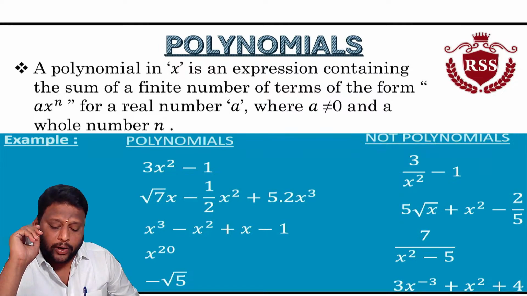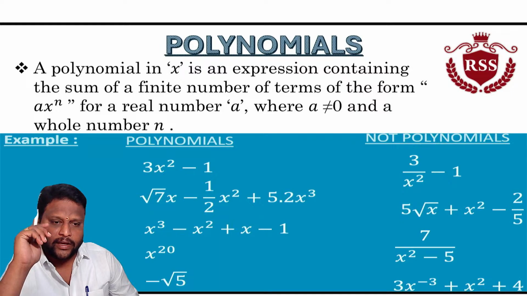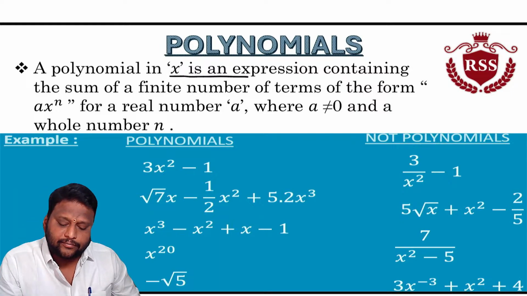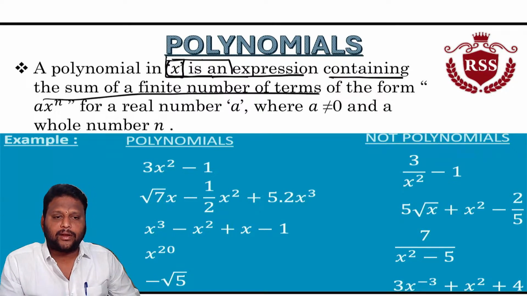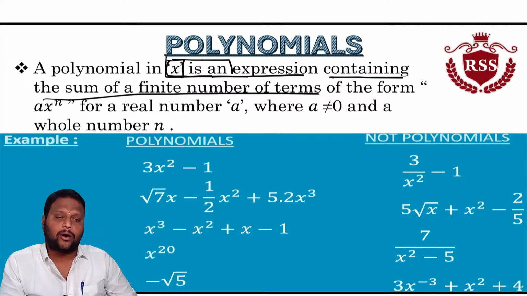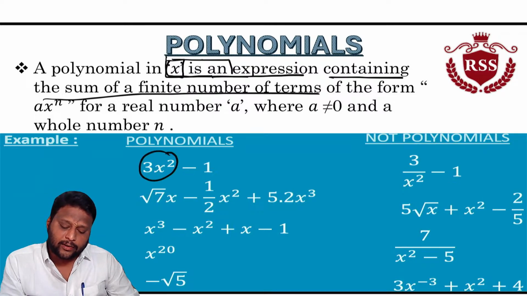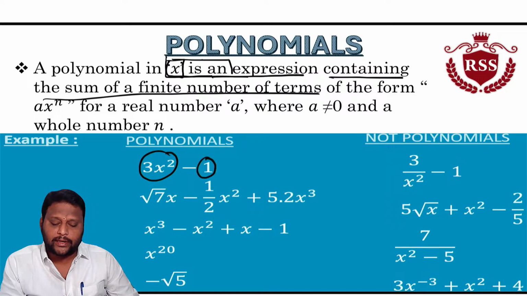A polynomial in x is an expression containing a sum of a finite number of terms. Finite means that we can count. See the examples. This is one term, and this is another term. It has two terms. It is a polynomial.